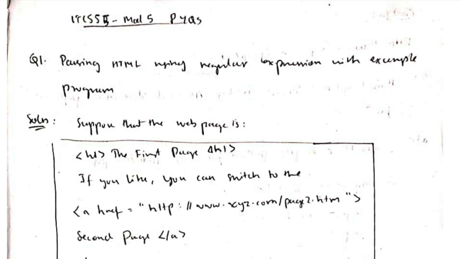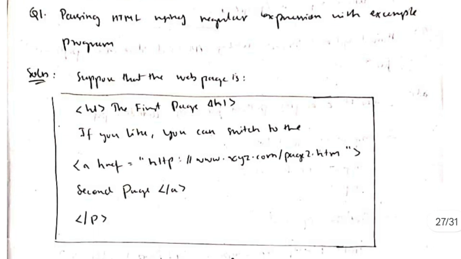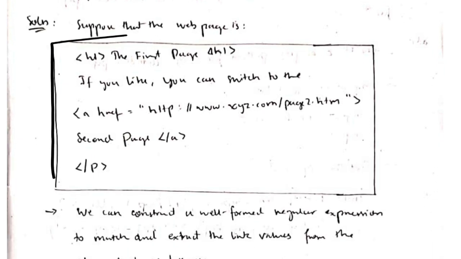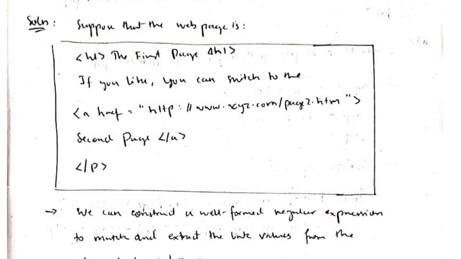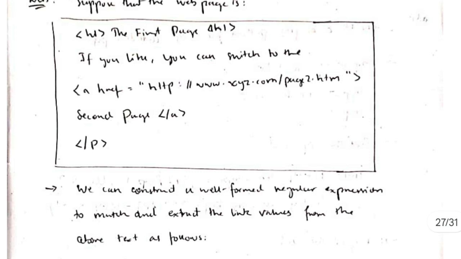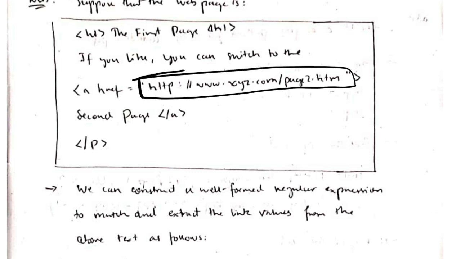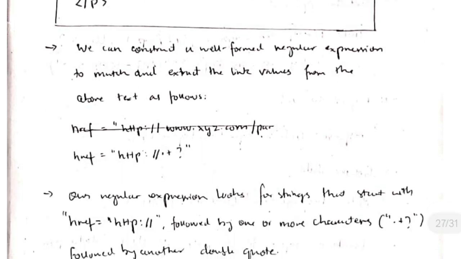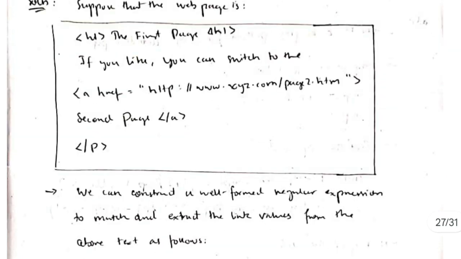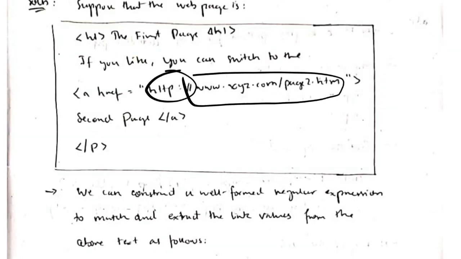We have the first question, parsing HTML using regular expression with an example program. Okay, so suppose that the web page is this one, and we have to parse this web page and extract some data. For example, we can extract the URL present here by using Python code. So what we can do is write the regular expression as http:// and after that dot, then plus and question mark. Okay, so by using this we can extract the things present from HTTP, and that we can display in the result.